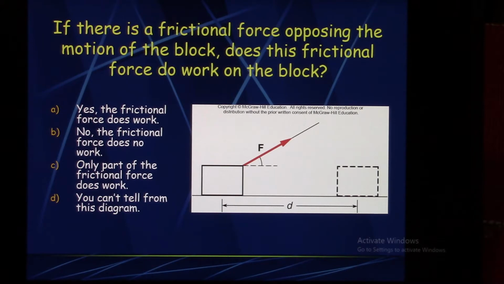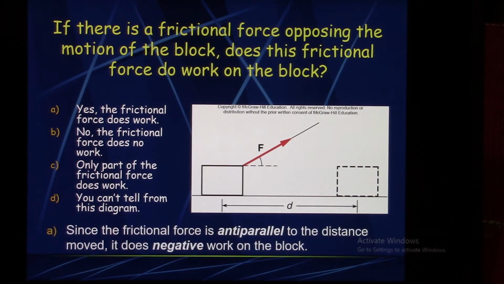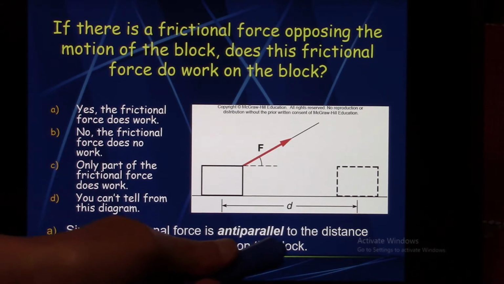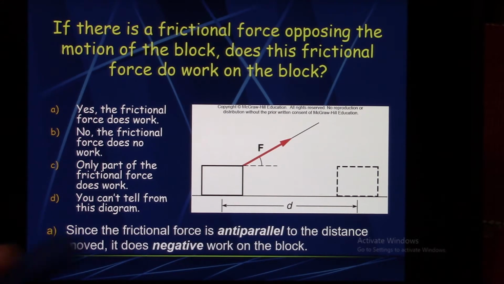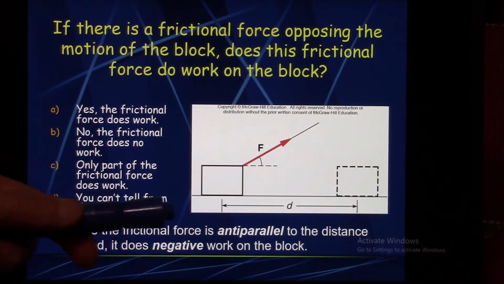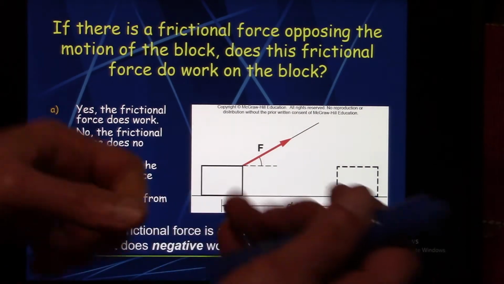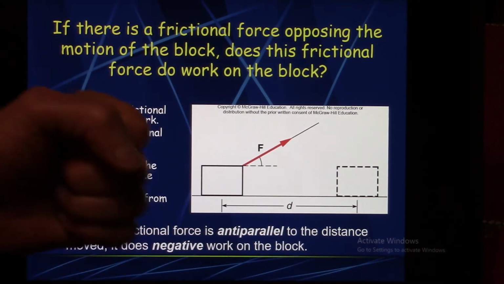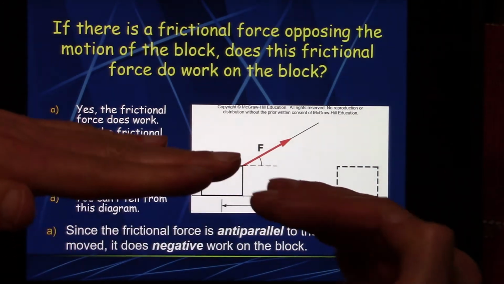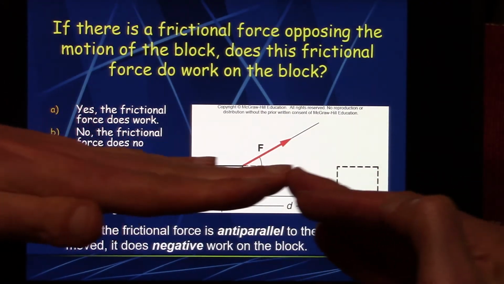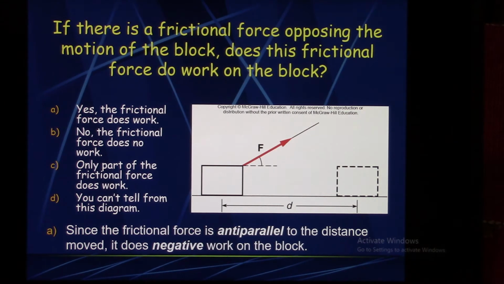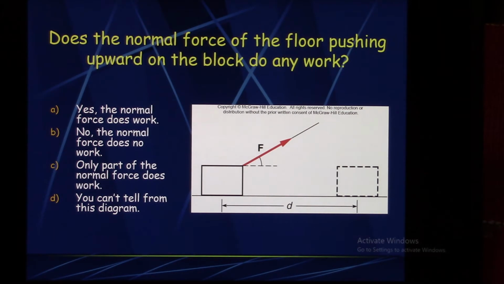Okay, if there is a frictional force opposing the motion of the block, does this frictional force do work on the block? The answer is A, yes. Yes, of course it does. Since the frictional force is anti-parallel, oh, that's a funny word, to the distance moved, it does negative work. So if you're pulling this, right? Well, yeah, sure, because we've already done problems like this. If you have a force going this way and there's an opposing force, then it's the net force that you're going to worry about, right? That's going to count into moving the block.